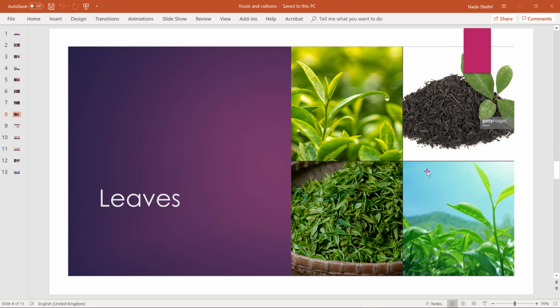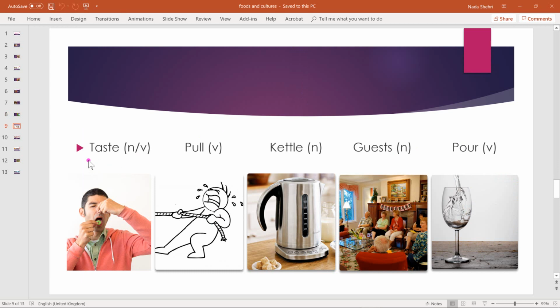What do we mean by leaves? All these are leaves, ladies. Specifically speaking, these are tea leaves. Leaves in Arabic means awraq. So these are tea leaves. Number 2. Here we have the word taste. It can be a noun, it can be a verb.